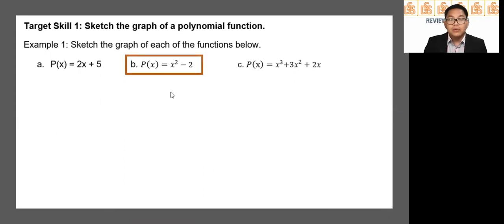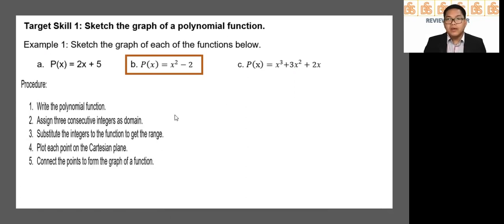Okay, so we will be showing the graph of x squared minus 2. Following this procedure, we will have the polynomial function x squared minus 2. Now, should I use 1, 2, 3 once again? Yes, I may use it. I can also use 3, 4, 5, or negative 1, negative 2, negative 3, okay?